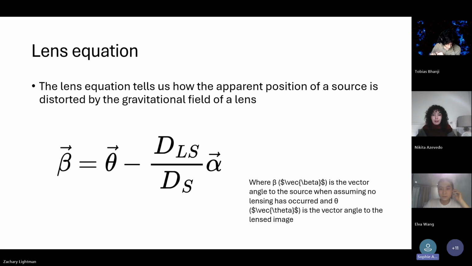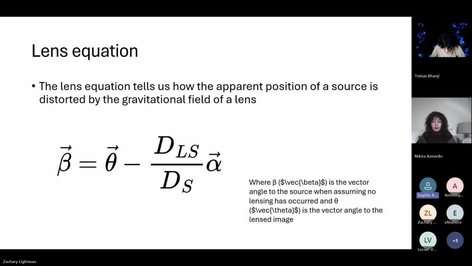This tells us how the apparent position of a source is distorted by the gravitational field of a lens. And these angles are all vector angles. So this beta here, I've included the LaTeX form because I couldn't find the actual vector symbol. But this is the vector angle to the source when no lensing has occurred. But theta is the vector angle assuming the lensing has occurred. And this vector alpha here is just another way of representing the deflection angle.